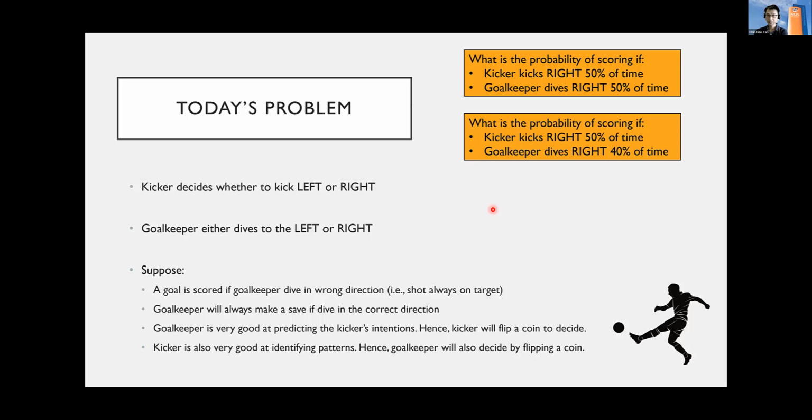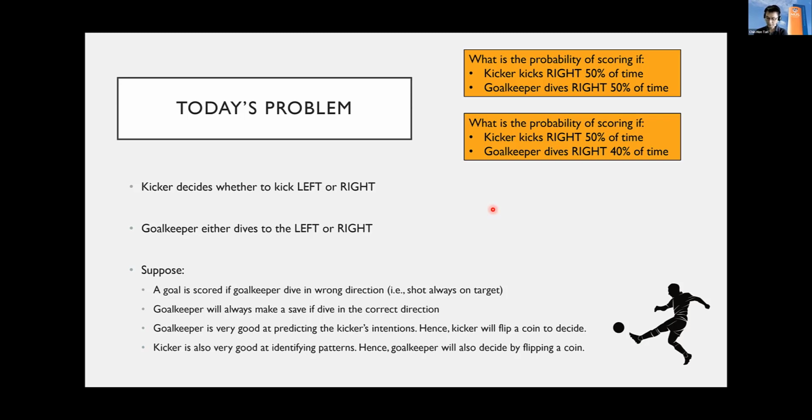The second question to think about is, what happens if the goalkeeper decides to dive to the right 40% of the time and dive to the left 60% of the time? What then is going to be the probability of a goal being scored over there?